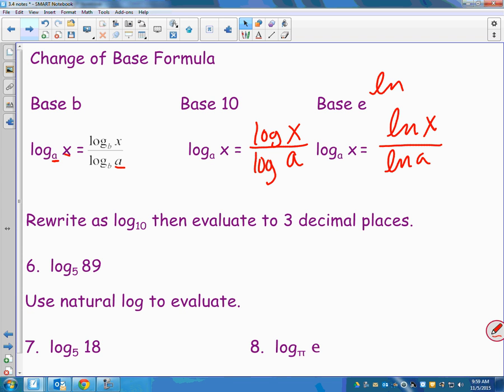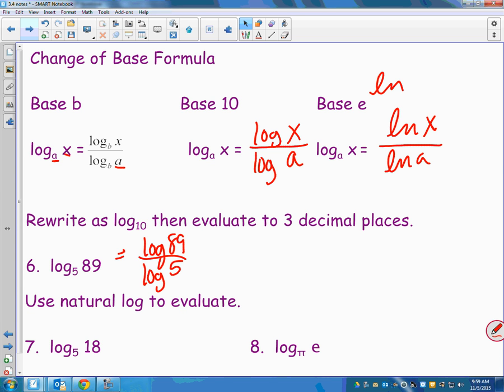But number 6, what is log base 5 of 89? Well, without a fancy calculator that does log base 5, we'd have to just approximate, right? 5 to the what power equals 89? We could just keep guessing. Or we can use the change of base formula that says this number goes on the top, so we can just take log of 89 divided by log of 5. The base is on the bottom.